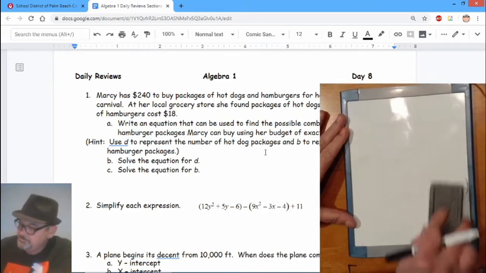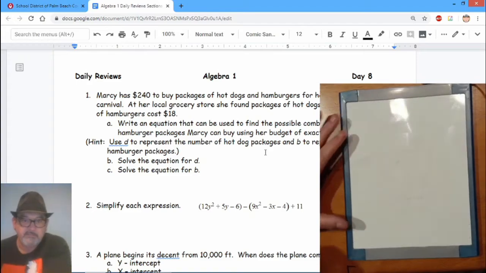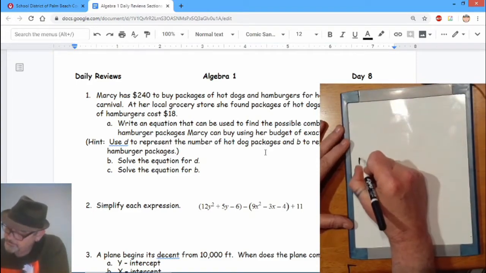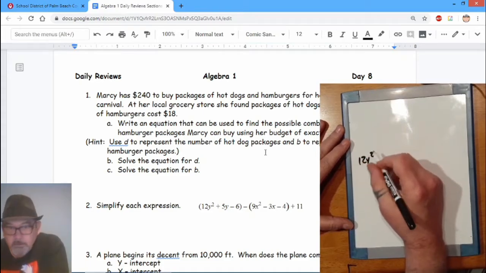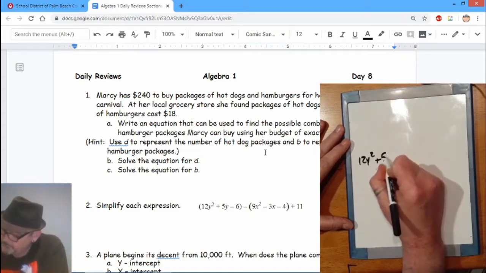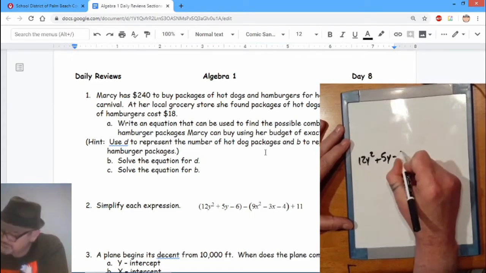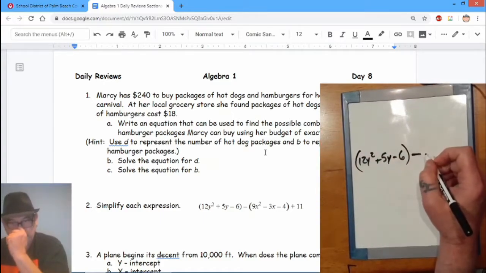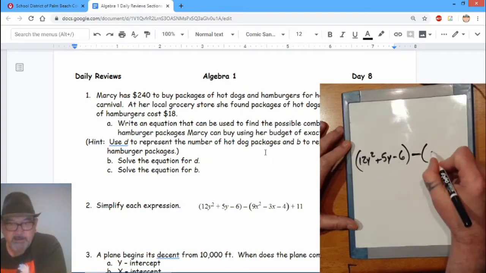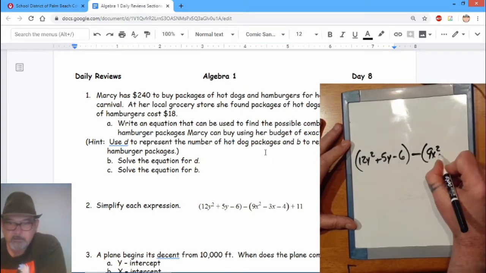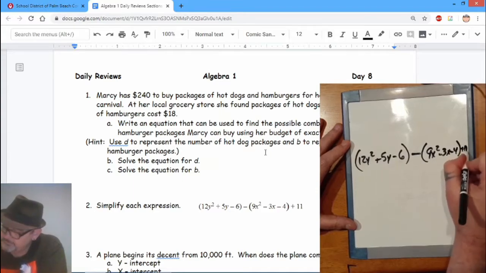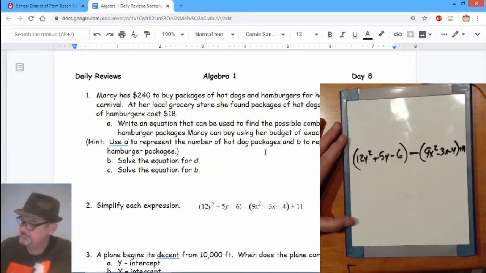All right. Number 2, simplifying the expression. So 12y squared plus 5y minus 6, that was in parentheses, minus 9x squared minus 3x minus 4 plus 11. I'm so bad about running out of room, sorry.